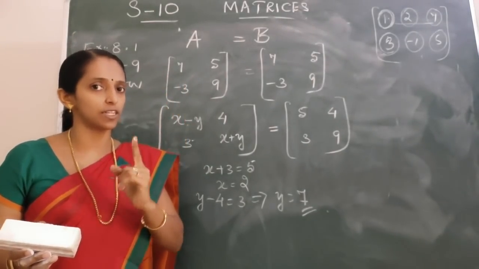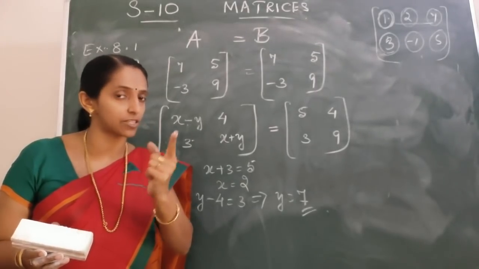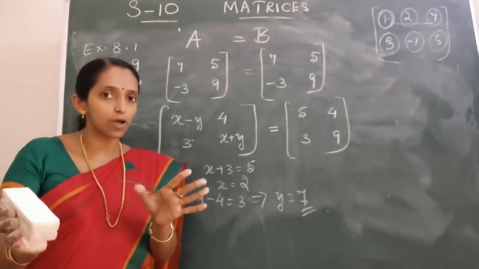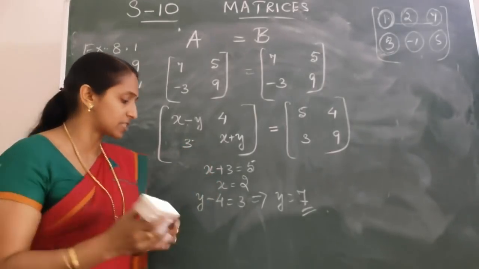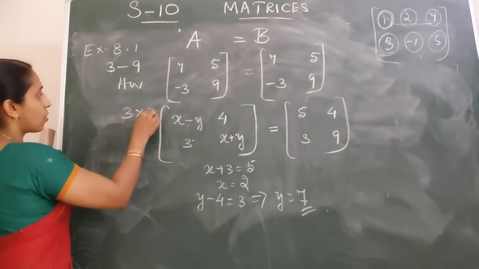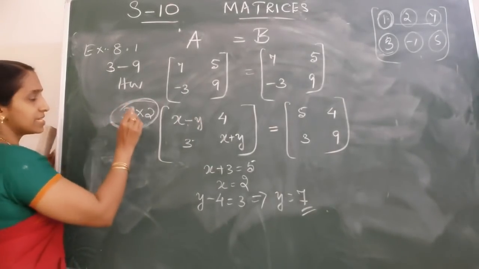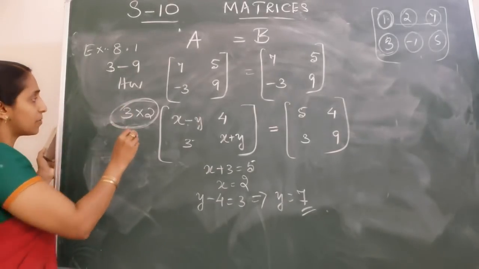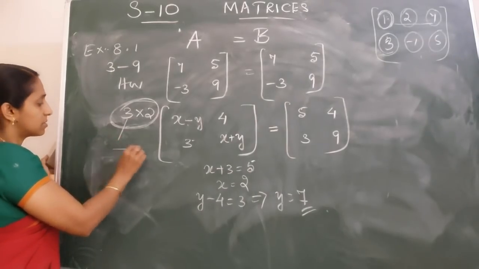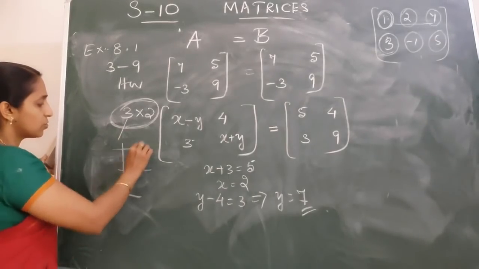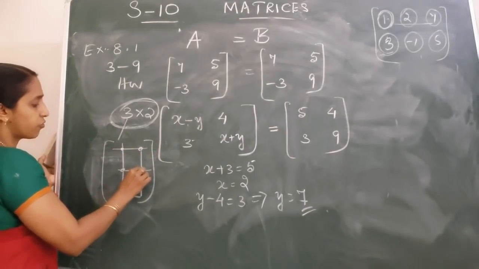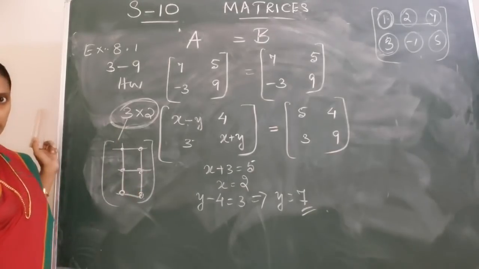Order of the matrix means the number of rows we will write first. Columns coming first is wrong. Okay, number of rows by number of columns, that is the order of the matrix. While seeing the order, we can understand 3 by 2. If the order is given, from the order itself we can understand what type of matrix it is. This matrix has 3 rows and 2 columns. So this will be the arrangement of the matrix: 1, 2, 3, 4, 5, 6. 6 elements will be there.